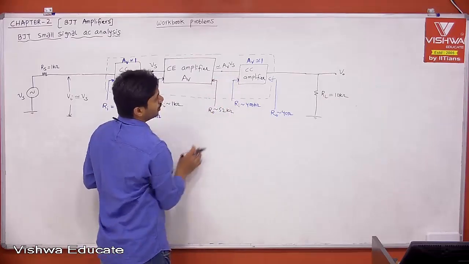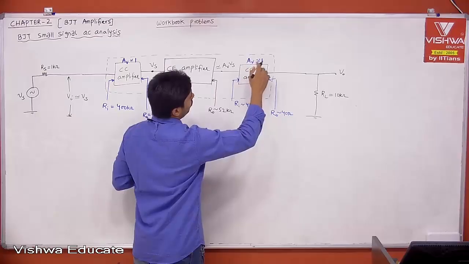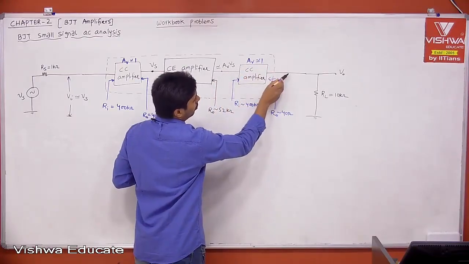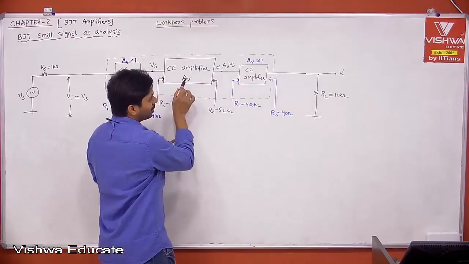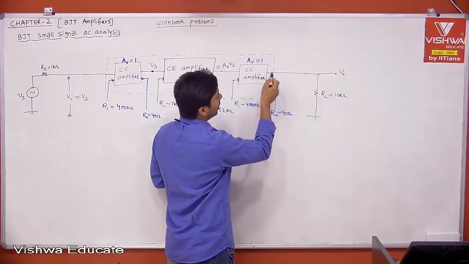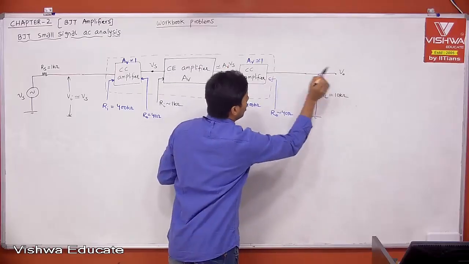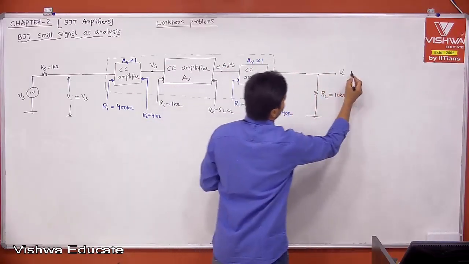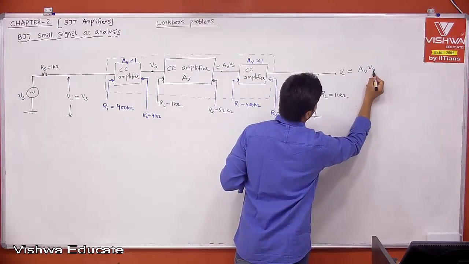Now, when I say AV into VS, it is given to the CC amplifier. What is the CC amplifier voltage gain? 1. AV into VS into 1 is nothing but the output voltage. And for your load, what is the source? The CC amplifier is the source, not the CE amplifier. Therefore, the CC amplifier output impedance is 40 ohm. With respect to 10K, the drop across that internal 40 ohm can be neglected. That AV into this input will be given to your V0. Therefore, your V0 is equal to AV into VS.